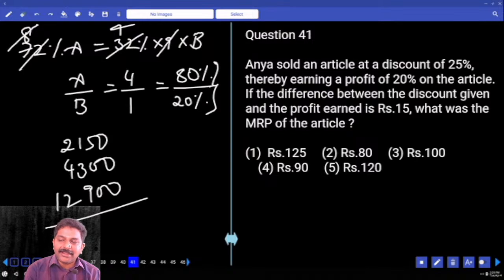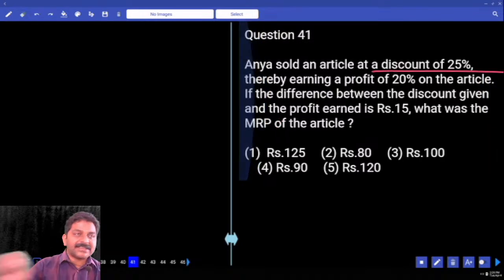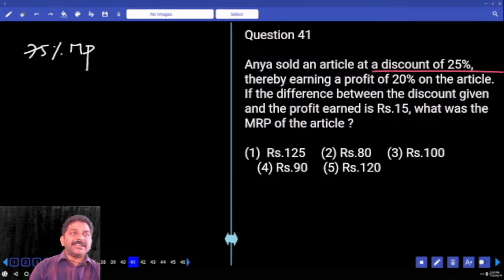Arya sold an article at a discount of 25%, thereby earning a profit of 20% on the article. If the difference between discount given and the profit earned is 15 rupees, what was the MRP of the article? MRP in the sense? Market price. Now, in the first case, they said 25% discount is offered. That means we will sell the item at 75% of the market price. And even in that case, what profit is made?